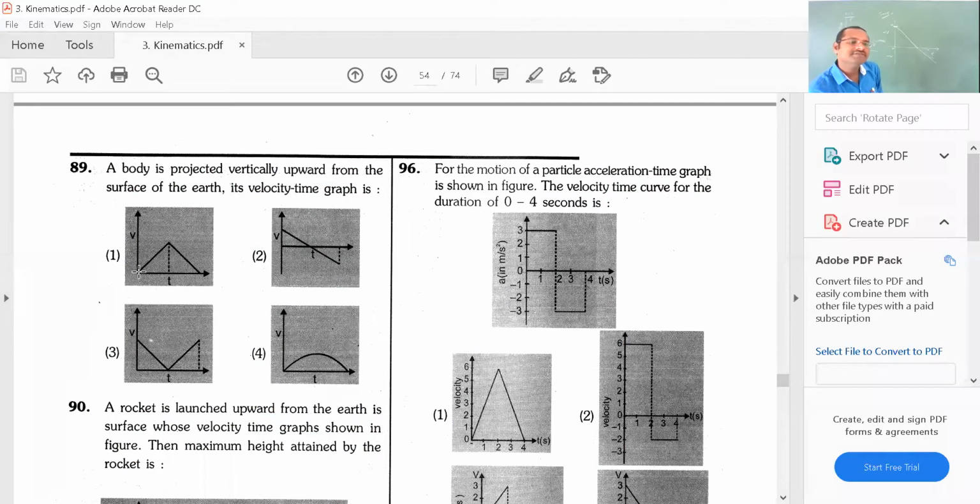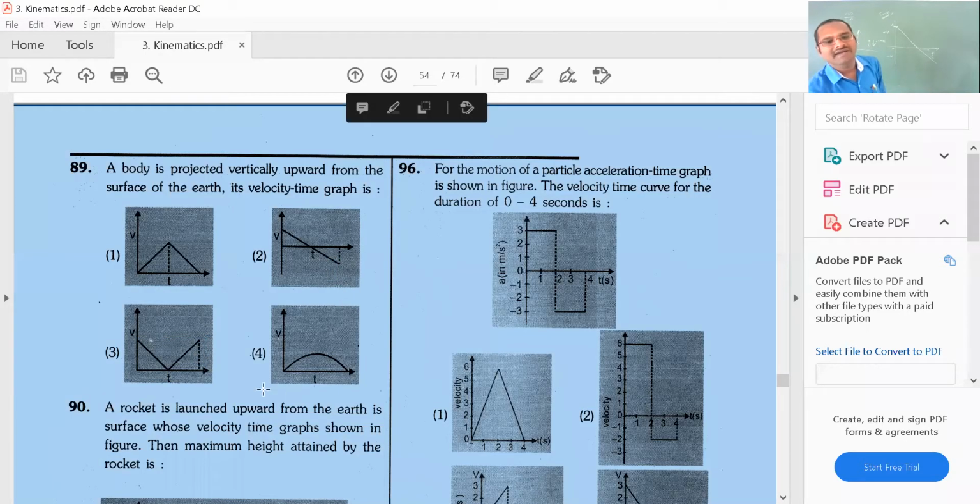See here, in this option the particle is starting from 0. If you want to project vertically upward, you should give some velocity, so this is wrong. Now come to option 3. The first part is correct, whereas the second part represents velocity still positive. While coming down, velocity should be negative, so the graph should go downward here. And this is a parabola, which indicates acceleration is not constant. So this is wrong.